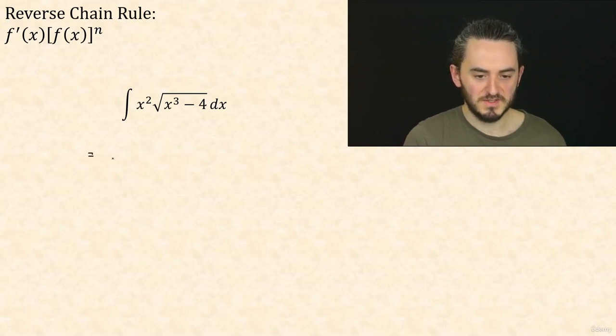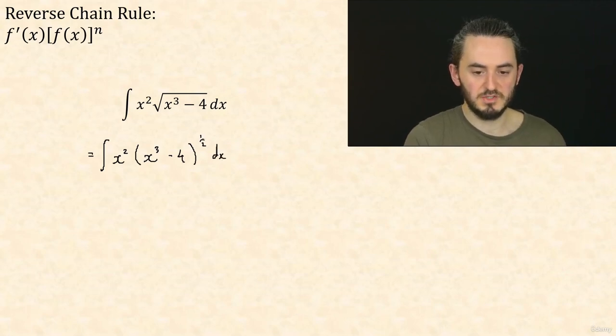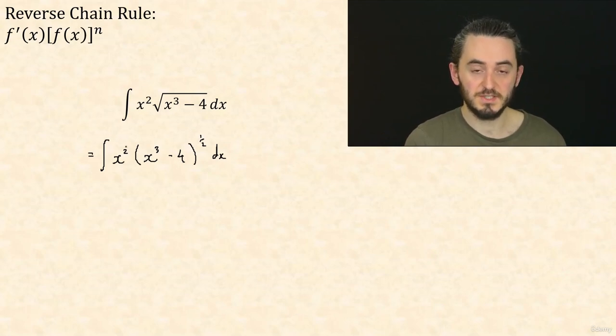All right, so maybe you've had a go at this. I hope so. I'm just going to rewrite this root in a power form. It's a little bit easier to spot what's going on. So x squared and then x cubed minus 4 all to the power of a half. Okay, well, here's a function raised to a power, and do we have the derivative of this function out the front? Well, not exactly, but it's pretty close, because the derivative of this bracket is 3x squared, and I've got x squared. That's good enough, as long as the stuff you've got out the front is some multiple of the derivative, you're fine.